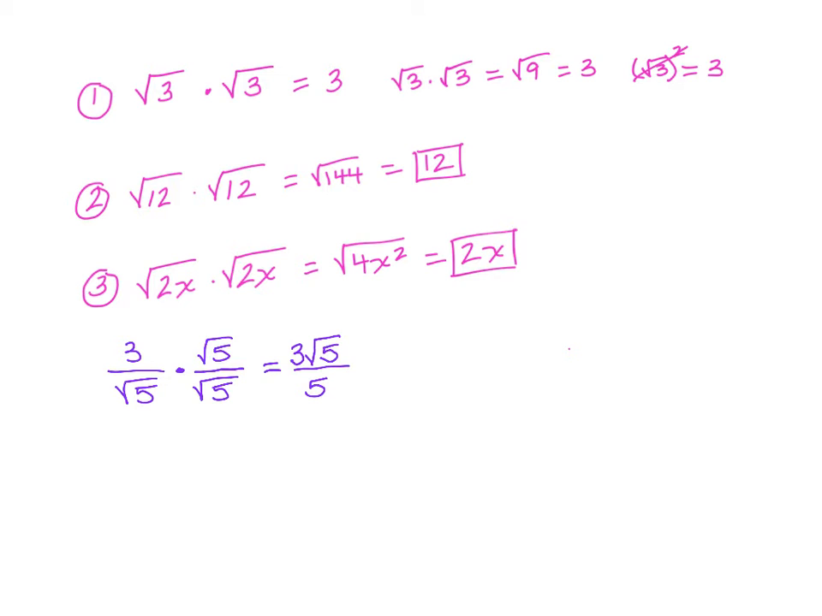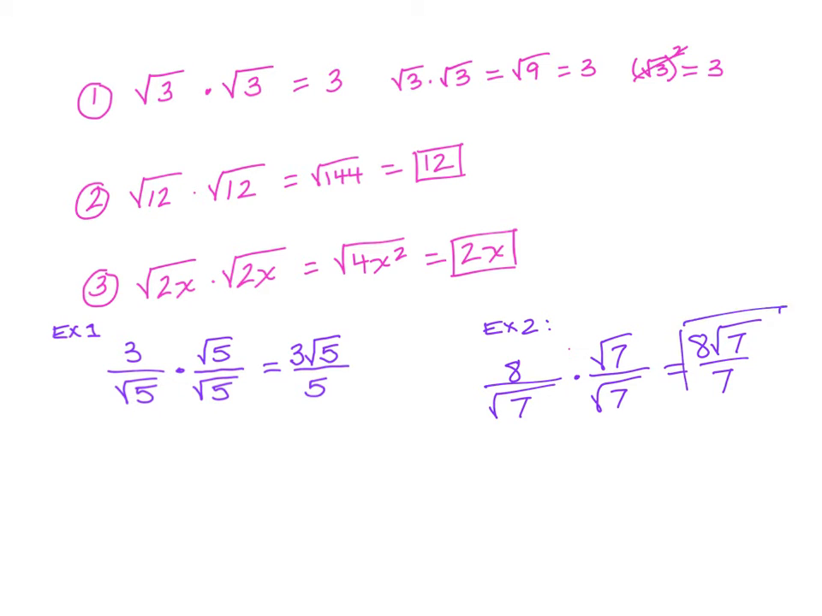So this is example 1. Okay, and then let's do example 2. Let's say you had 8 over the square root of 7. So we would multiply top and bottom now by the square root of 7. And we know that the square root of 7 times the square root of 7 is just 7. And the top would just be the number 8, our coefficient, times the square root of 7. And this would be the final answer. You can't simplify that any further.